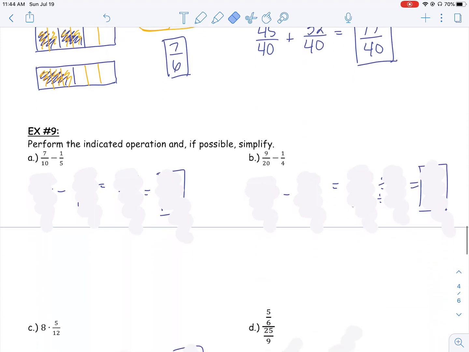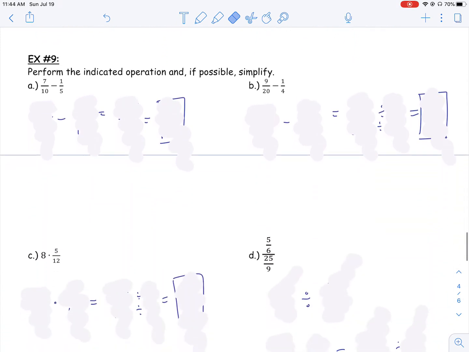All right, let's look at number 9. We'll do a few more examples to get lots of practice with this adding and subtracting. In example number 9, it asks us to perform the indicated operation and, if possible, simplify. So it looks like in A, we're subtracting. And remember, anytime we're adding or subtracting, we need to make sure that we have common denominators. So right now, we have 7/10 minus 1/5. So we've got to figure out what our common denominator would be.